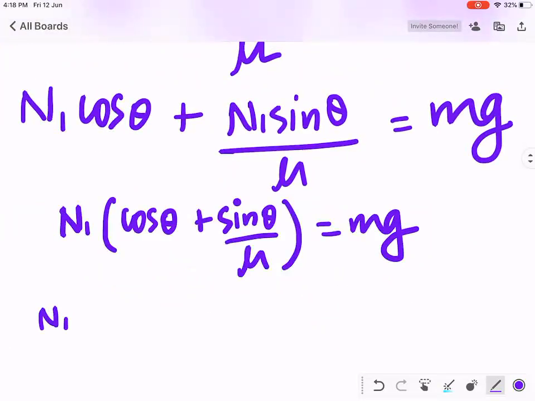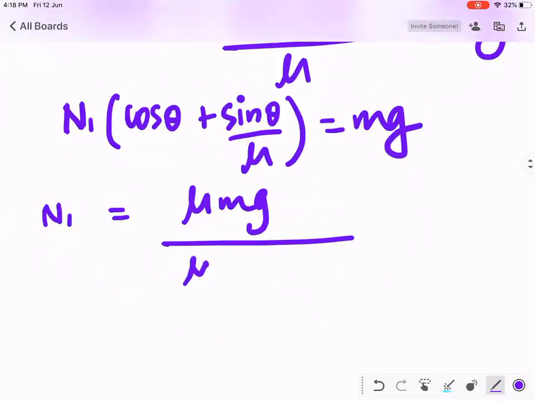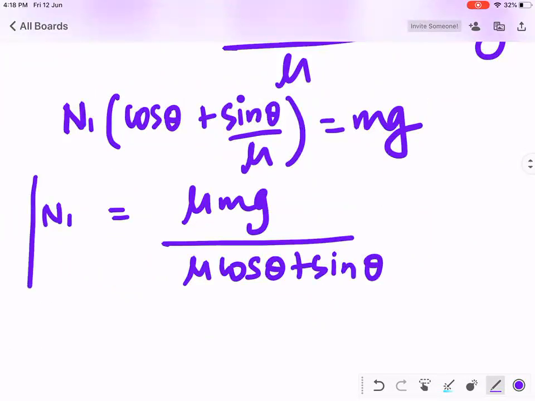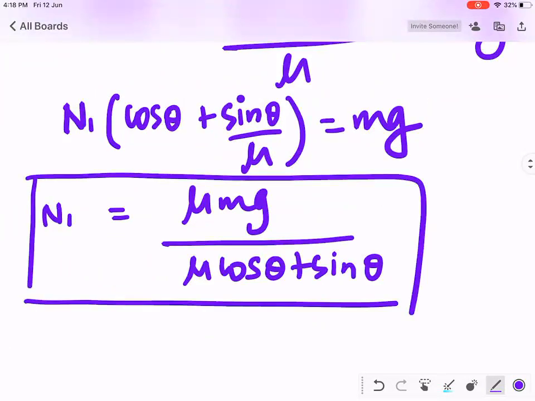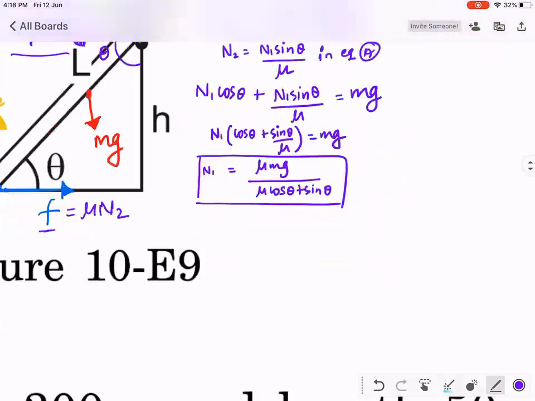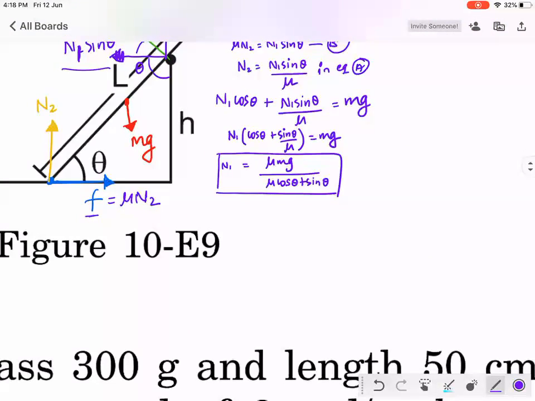So what is N1? N1 is mu mg divided by mu cos theta plus sine theta. Did you understand how I got the value of N1? Yes, sir. Okay, so we got the value of N1. Still we have a lot of space.